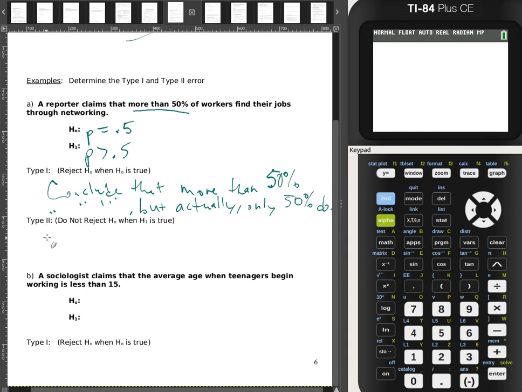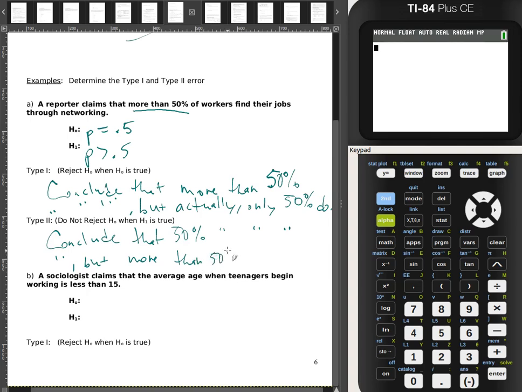The type 2 would be whenever we do not reject the null hypothesis, but actually we should have. So we will conclude that 50% of workers find their jobs through networking, but more than 50% do.